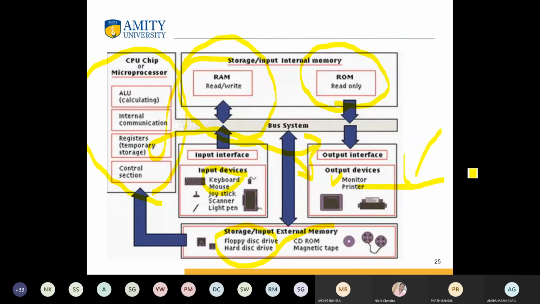Ma'am, I have a doubt. Yes. Ma'am, ROM is quite a small amount of memory. So we install BIOS on ROM, but then is there any space left for mounting the OS?